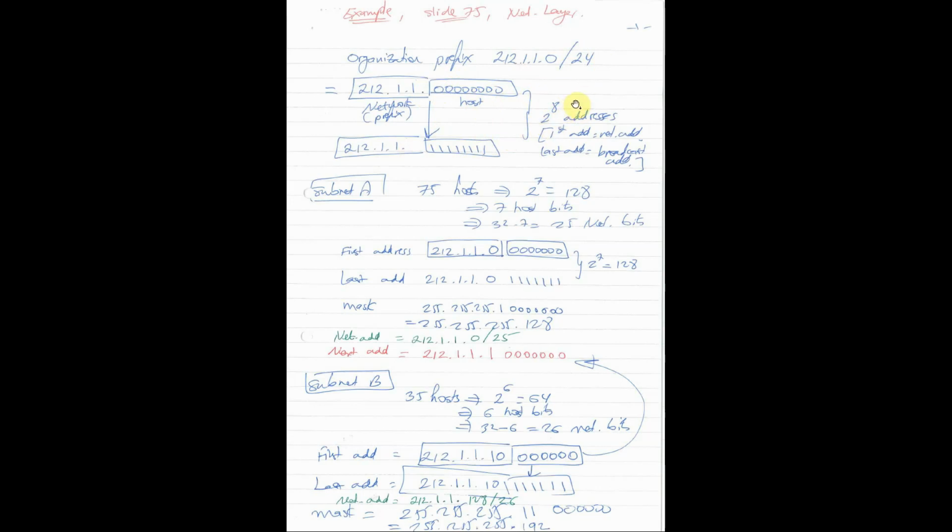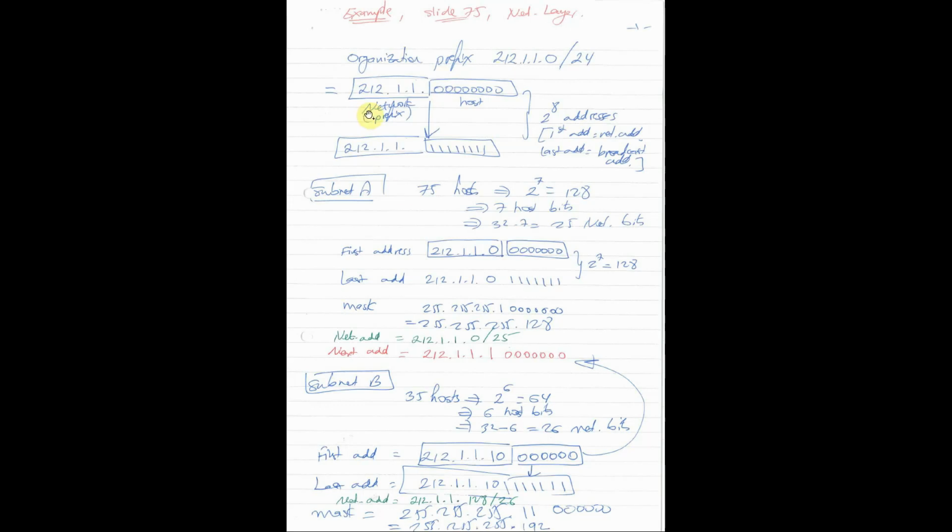Among the 2 to the power of 8 addresses, the first one is the network address, and the last one is the broadcast address. So the actual IP addresses that we can assign to hosts in our network are the ones in between, starting from all zeros ending with a 1, up to all ones ending with a 0. So these are the addresses. But in total, we have 2 to the power of 8 of them, including the network address and the broadcast address. Now, this is the full address range that belongs to our organization, right?